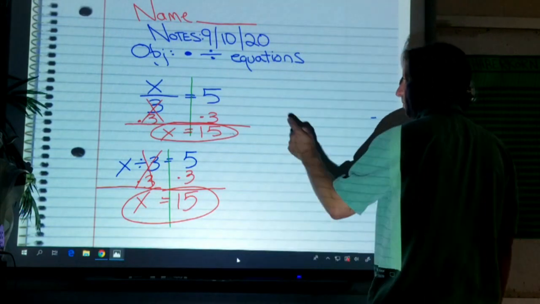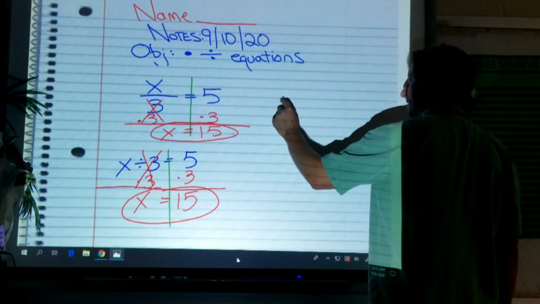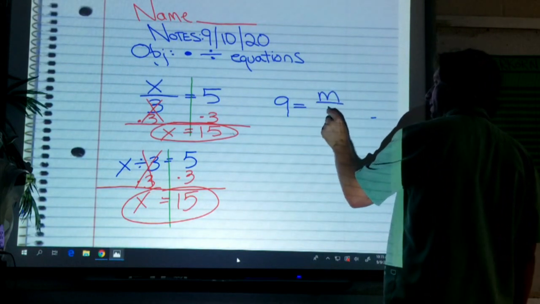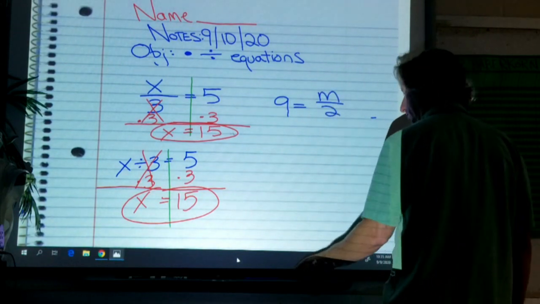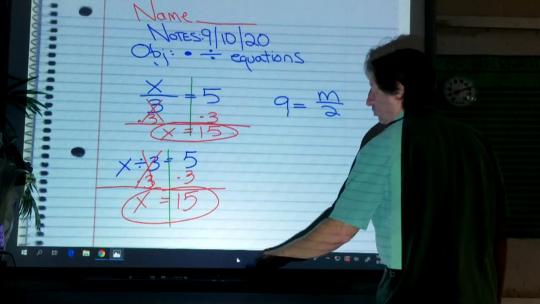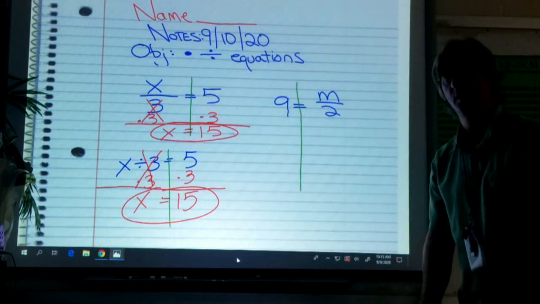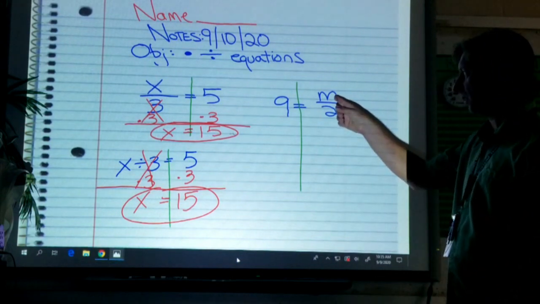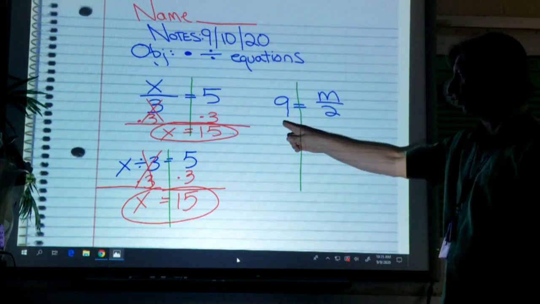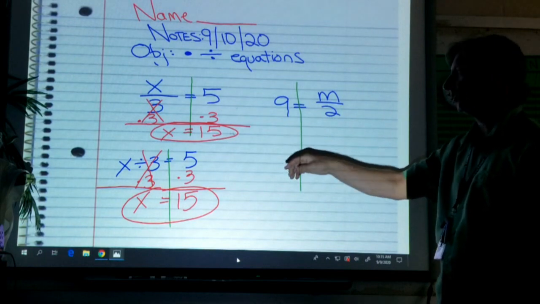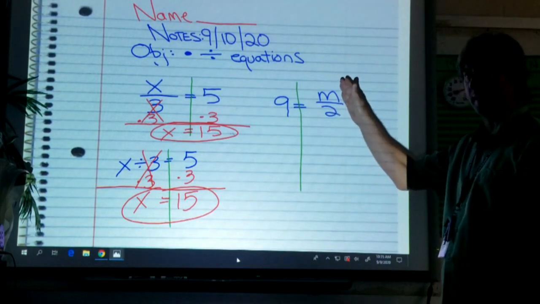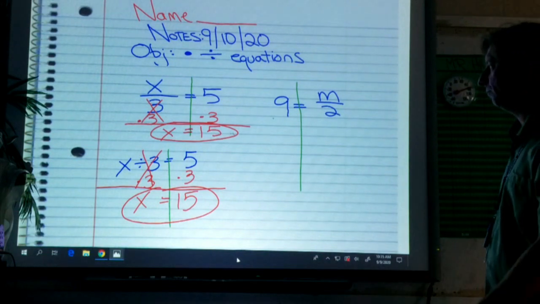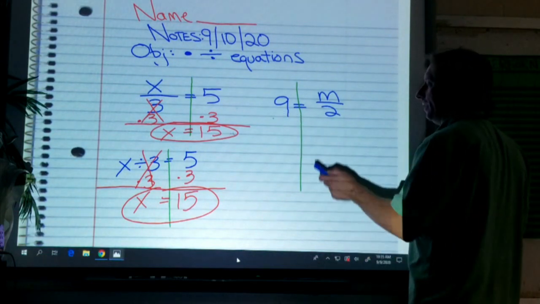So I'm going to say 9 equals m divided by 2. Draw my line. Don't forget my goal. My goal is to get the variable by itself. So I have to get rid of divide by 2. So don't try to do times 9. We want to get rid of the 2 and get the m by itself. We don't want to get rid of the 9. So that's the biggest mistake people make, is they try to get rid of the 9. No, we want to get rid of this 2.